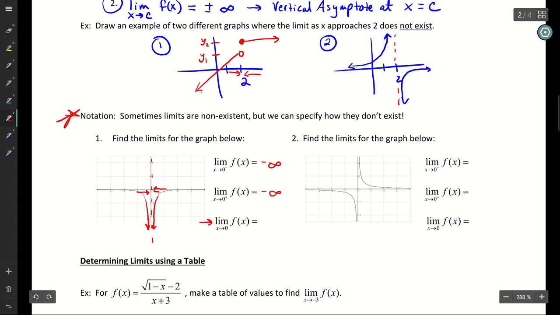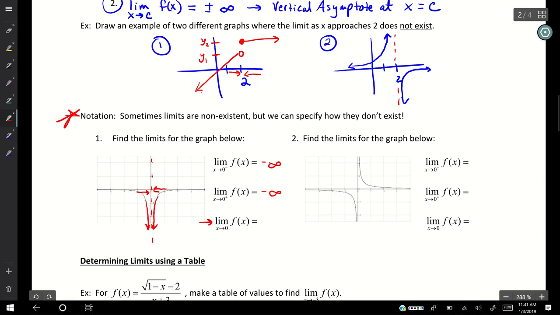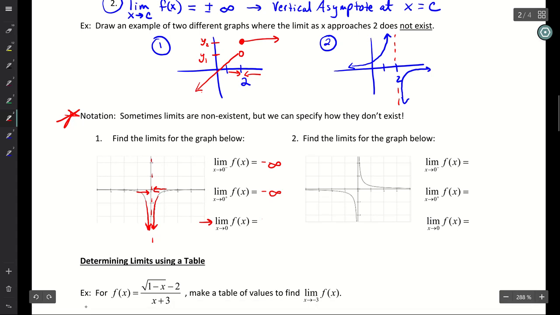And then if we looked at the overall limit, as we approach both from the left and the right, we notice that our function's doing the same thing. So we're both approaching negative infinity. So we're going to say the overall limit's negative infinity. Now that means that it doesn't exist, but it doesn't exist in a negative downward behavior.